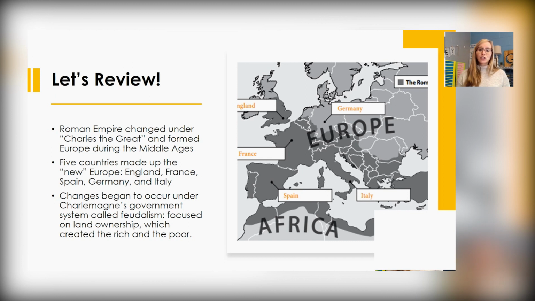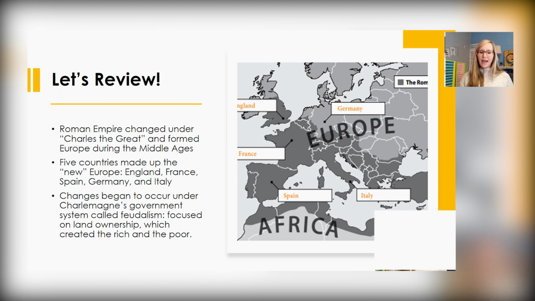Yesterday, we took a look at how the Roman Empire changed under Charles the Great and formed Europe during the Middle Ages. Remember, if you look at the map on your screen, Europe was made up of 5 countries, which made up New Europe. So we have England in the upper left-hand corner. Below England, we have France. Below France, we have Spain. In the upper right-hand corner, we have Germany. And then we have Italy. That looks like a boot in the bottom right-hand corner.